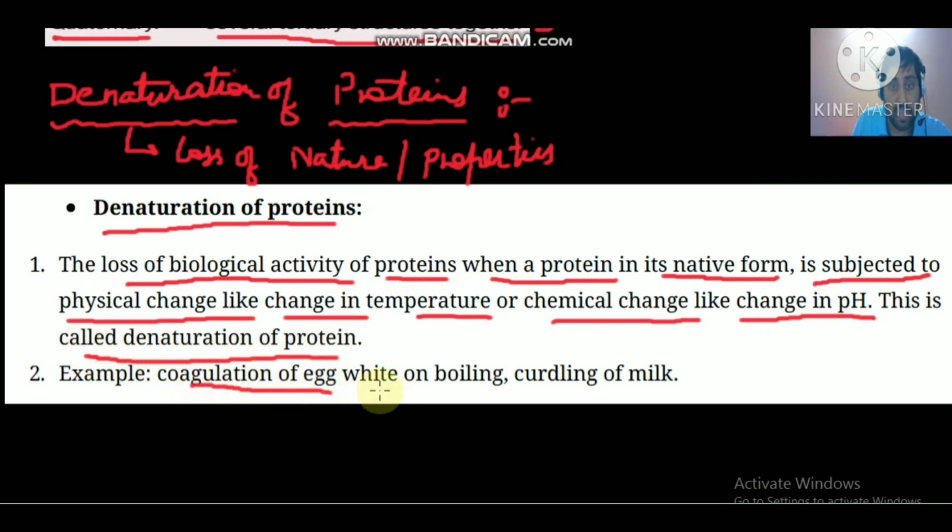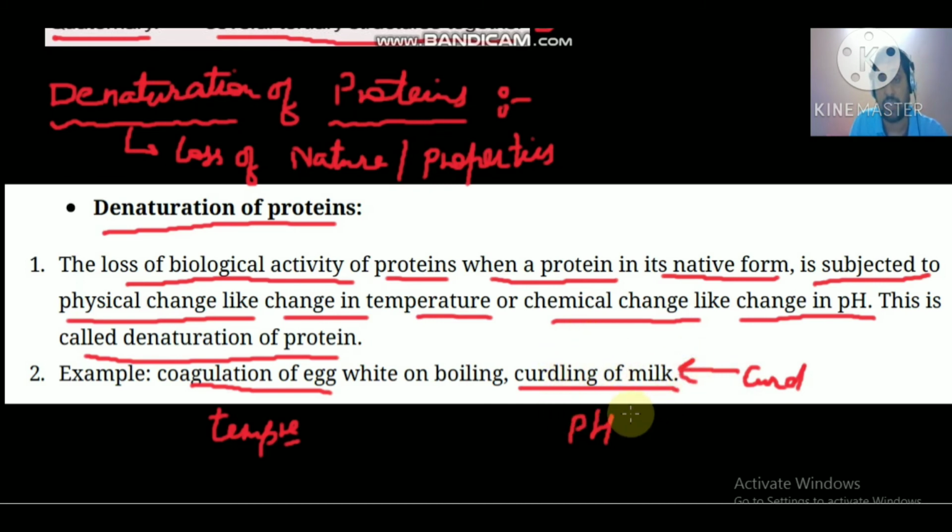Now coagulation of egg: here the temperature is changed and then the egg loses its biological activity, it cannot be hatched then. And similarly curdling of milk: here pH is changed, so curd cannot be converted back to milk, so the biological activity of the substance called milk is lost. So this kind of change is called denaturation, and it is irreversible. It cannot be reversed again. So this is another important topic, denaturation of protein.